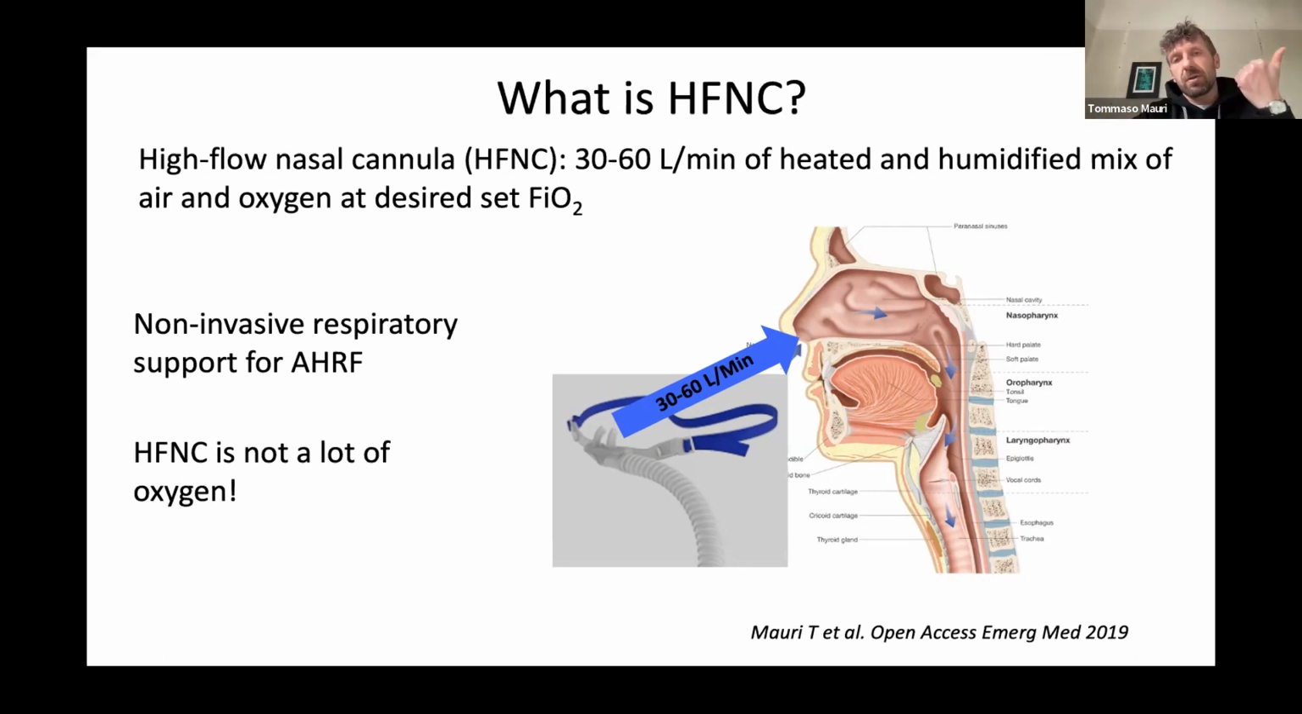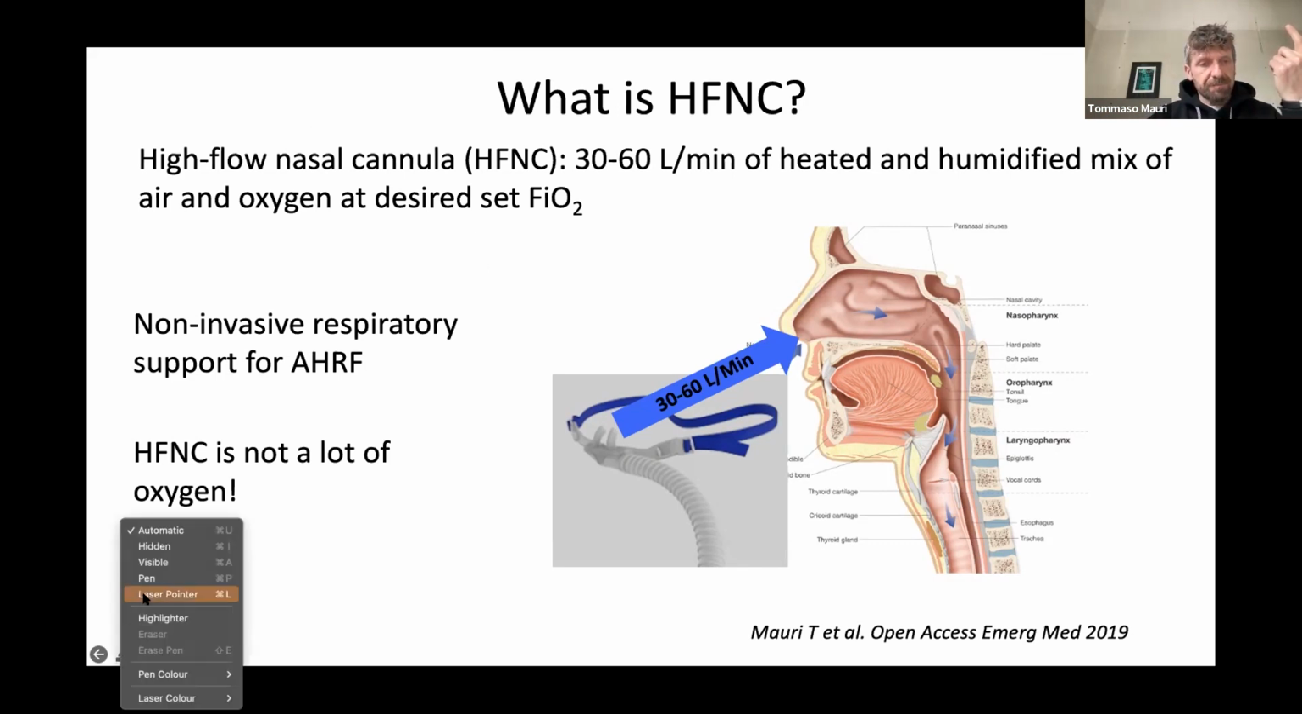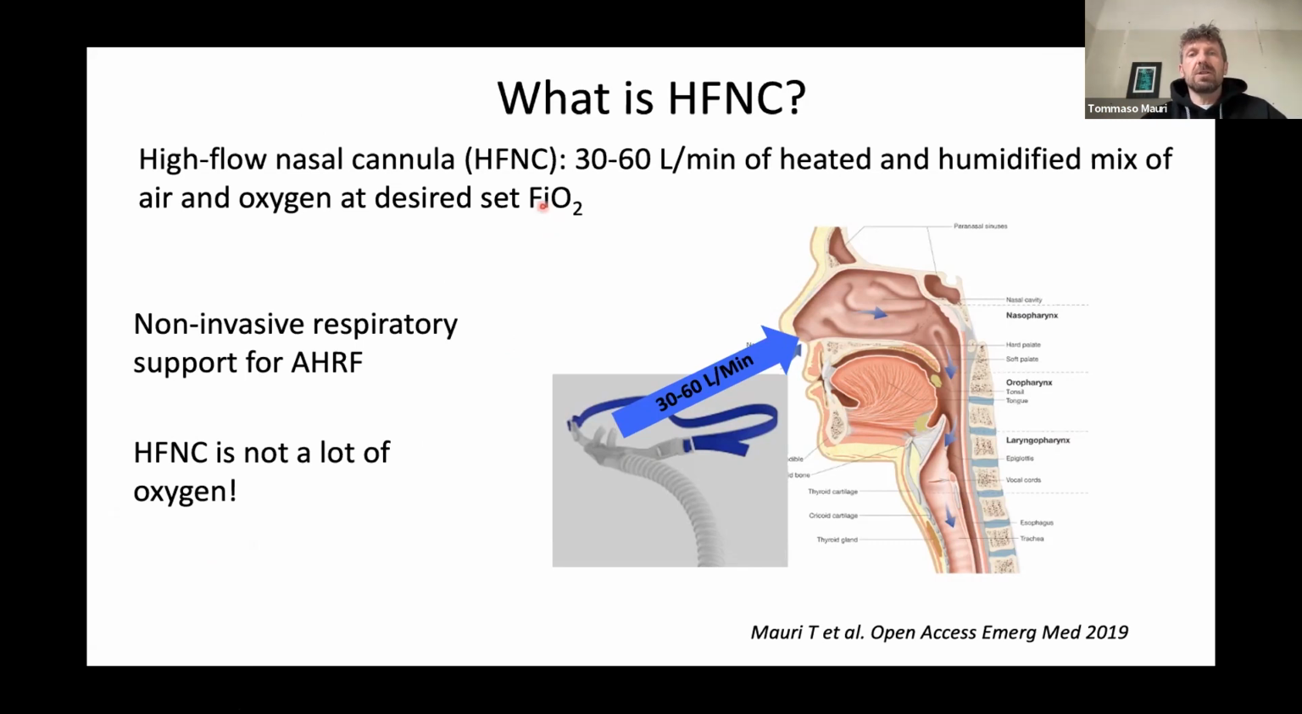So you can set for sure the flow. You can set the FiO2. The FiO2 is the one you desire. High flow is not necessarily a lot of oxygen. You can even do high flow, and we do sometimes, with room air. And you can set the temperature because it's heated and humidified. So the idea is that high flow is not just a lot of oxygen. It's a complex interaction between the physiology of the patient and these settings that you put on your machine.